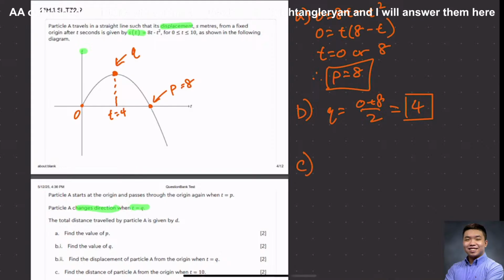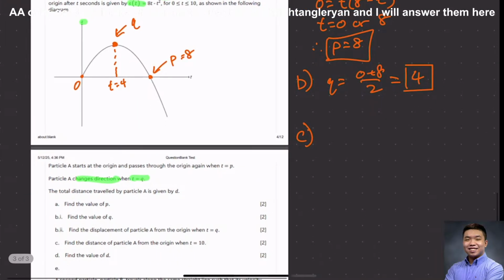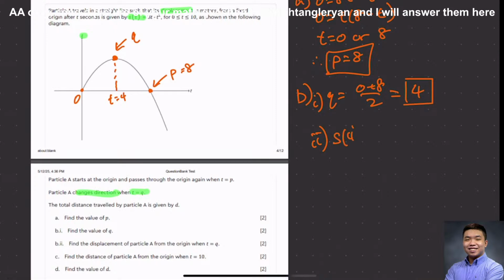Part C. Oh no, part B2. That's B1, B2. Find the displacement of particle A from the origin when t is equal to q. So now I need the y coordinate. This is easy. So we do S4 is equal to 8 times 4 minus 4 squared. So it's 32 minus 16, which is 16. Okay?